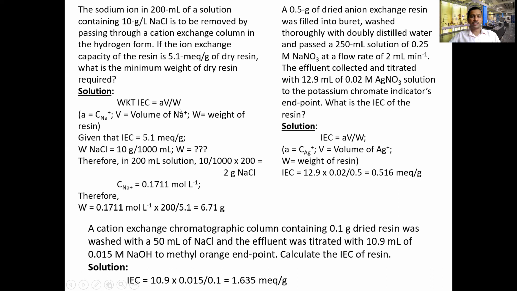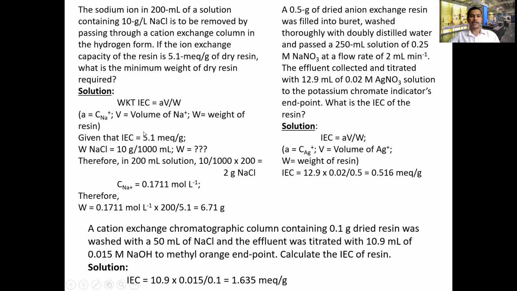Therefore, use this expression: W is equal to A into V divided by IEC. A is the concentration of Na+, that is 0.1711 mole per liter, into volume 200 ml, divided by ion exchange capacity 5.1. That gives you 6.71 gram. So we require 6.71 gram of cation exchange resin to elute sodium ion comfortably after passing 200 ml solution.